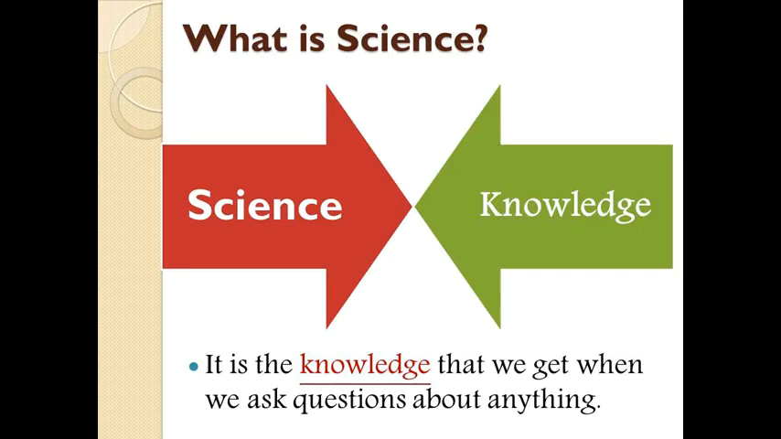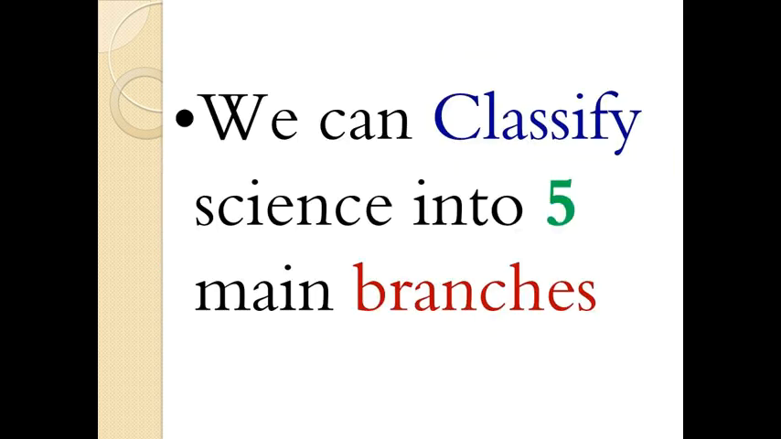Firstly, we have to know what science is. And we said that science is the knowledge which we get from asking questions. About what? About anything. And we said that science has 5 main branches. You have to know it. What are the branches of science?